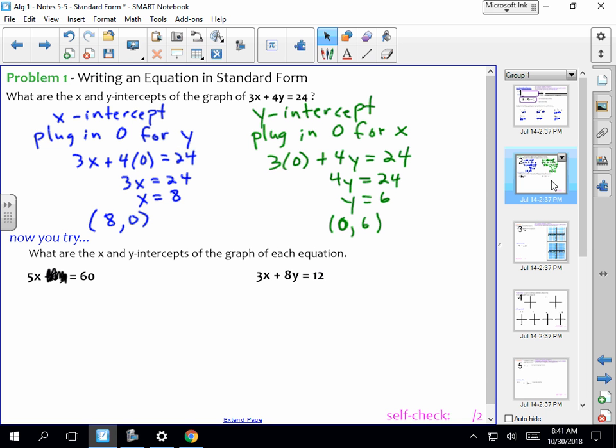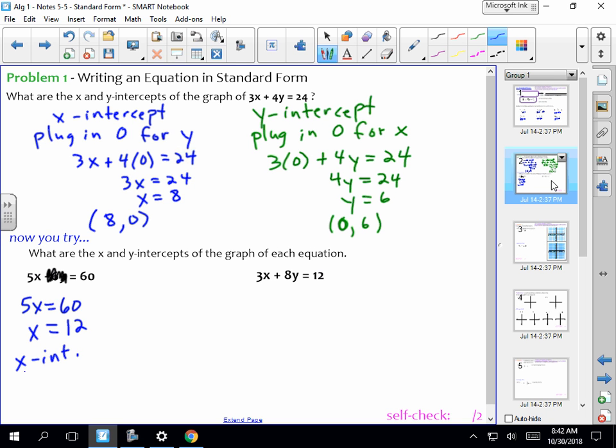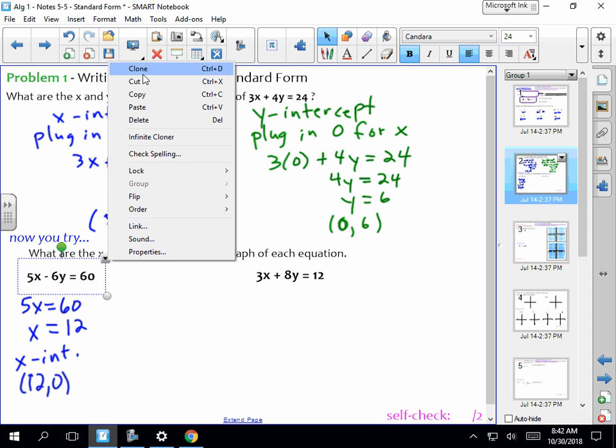So I have this equation 5x equals 60 now, right? And if 5x equals 60, what does x equal? 12, yeah. So my x-intercept is 12, 0.